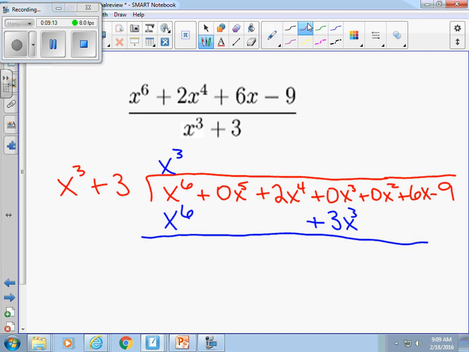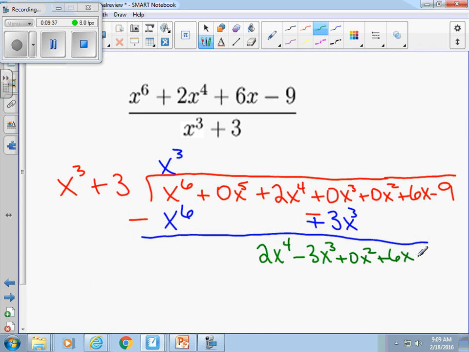So I'm going to subtract both pieces. Remember, I do have to change the signs of those. The x to the 6th cancels. The x to the 5th is 0. So the first thing I'm going to write down is the 2x to the 4th. Minus 3x cubed plus 0x squared plus 6x.